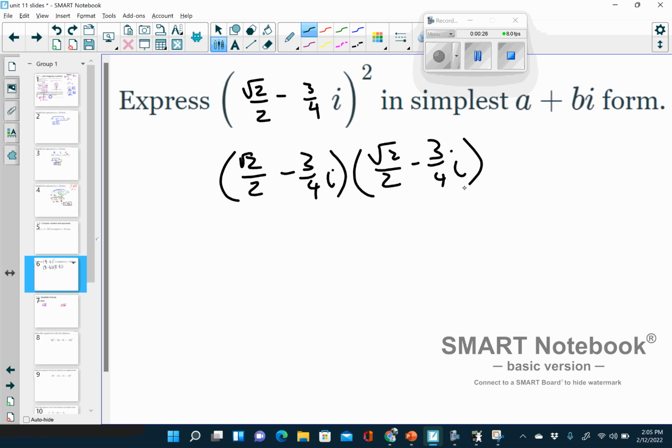Okay, so reminder that when you're multiplying these, you're multiplying binomial by binomial. You could use the box method. I'm just going to straight up multiply. So square root of 2 times square root of 2.